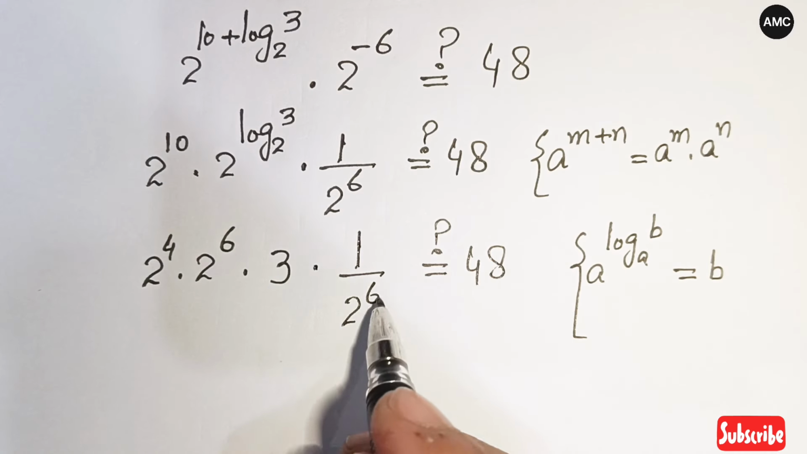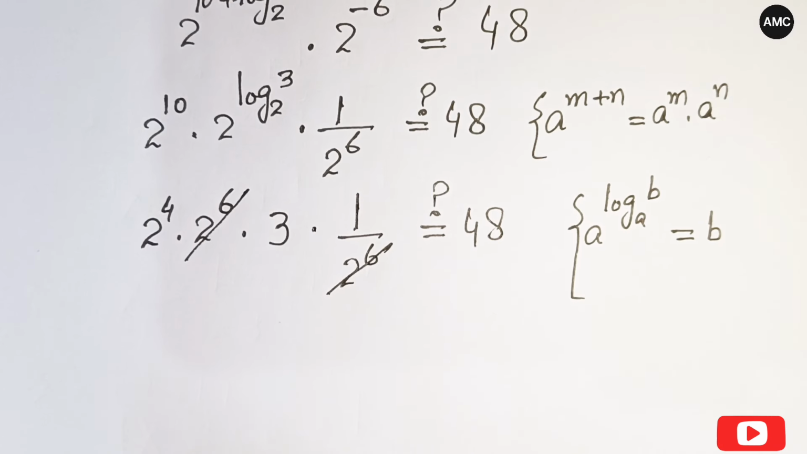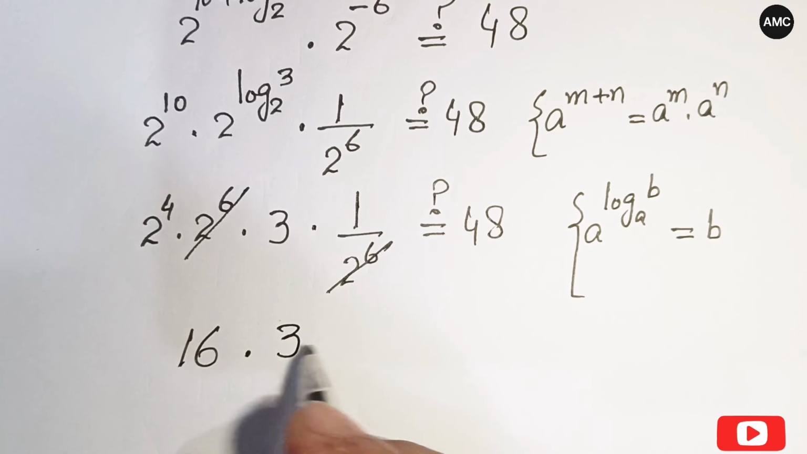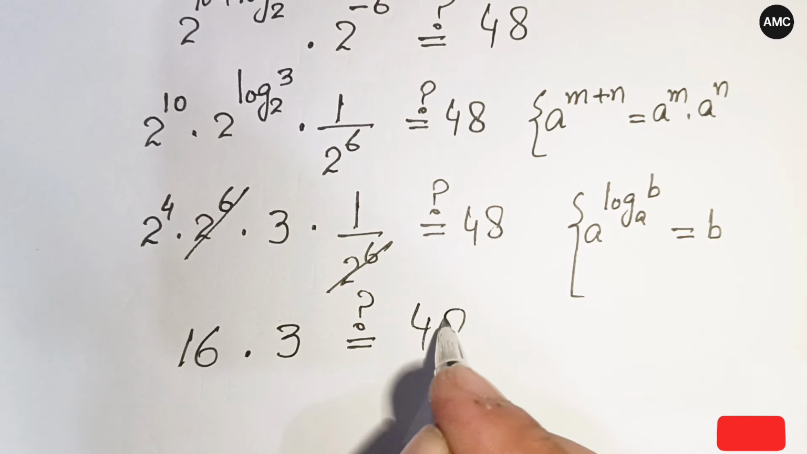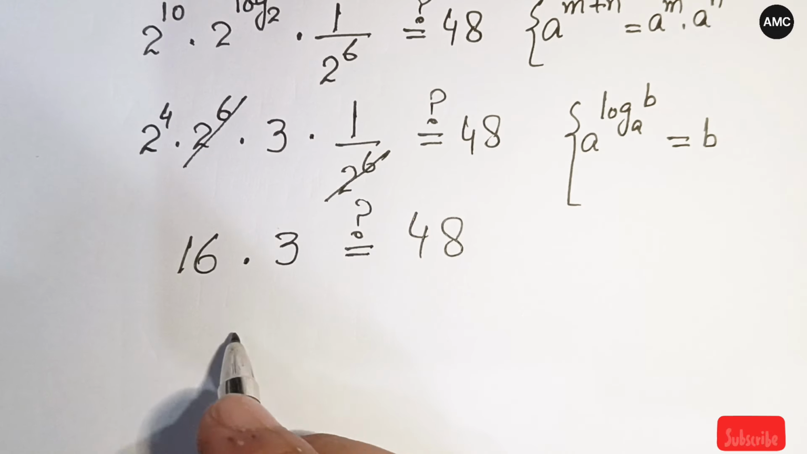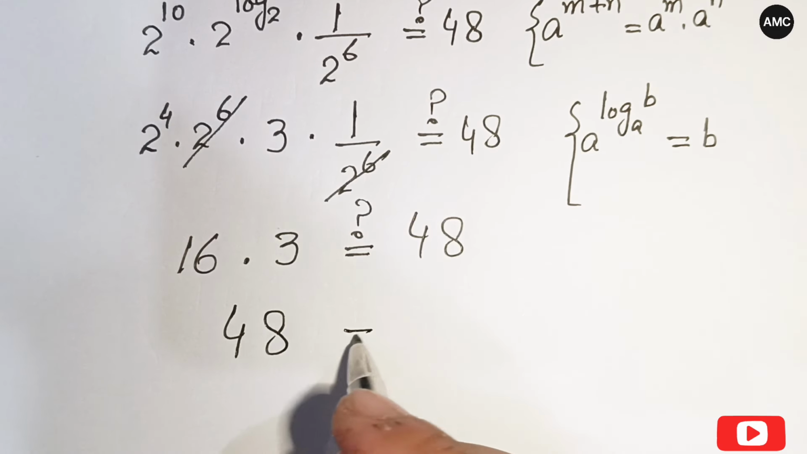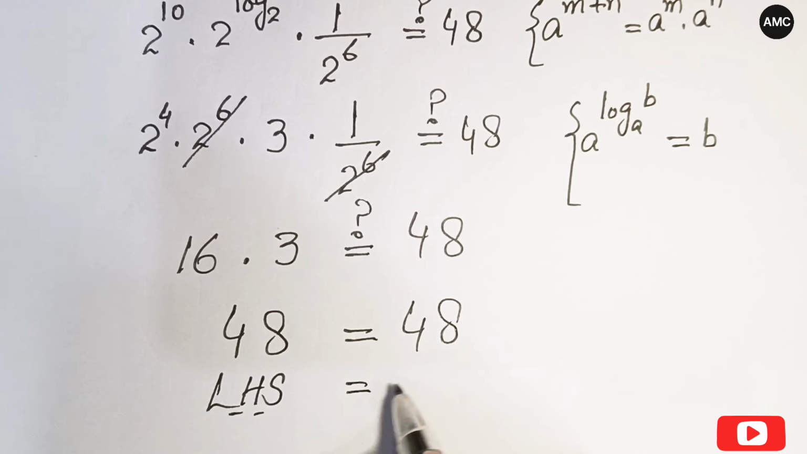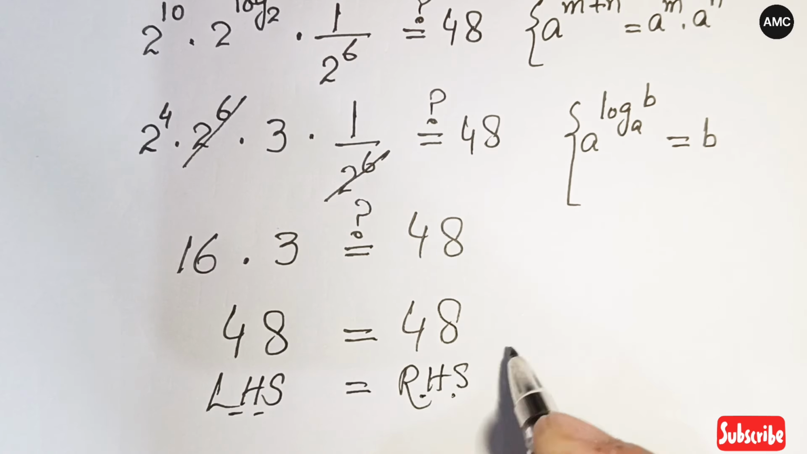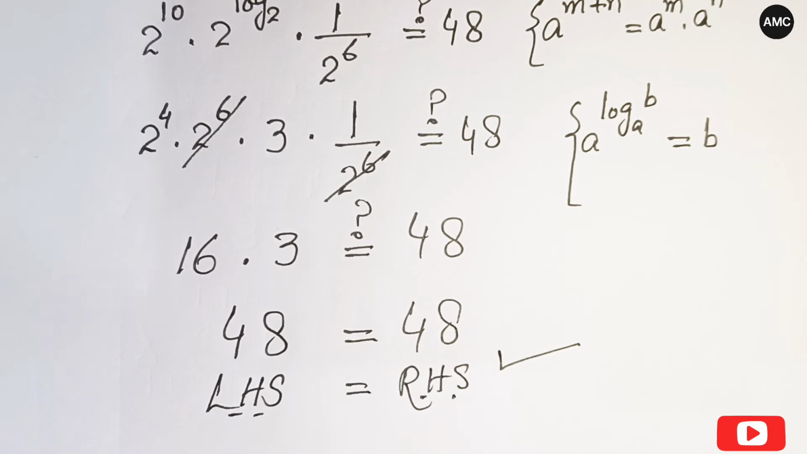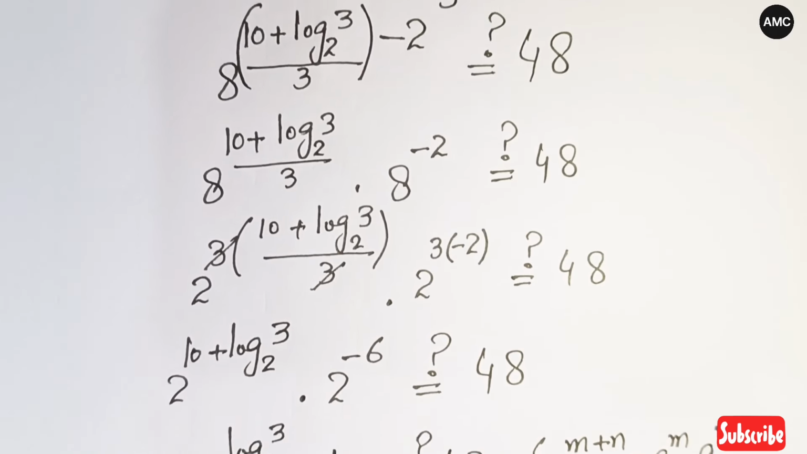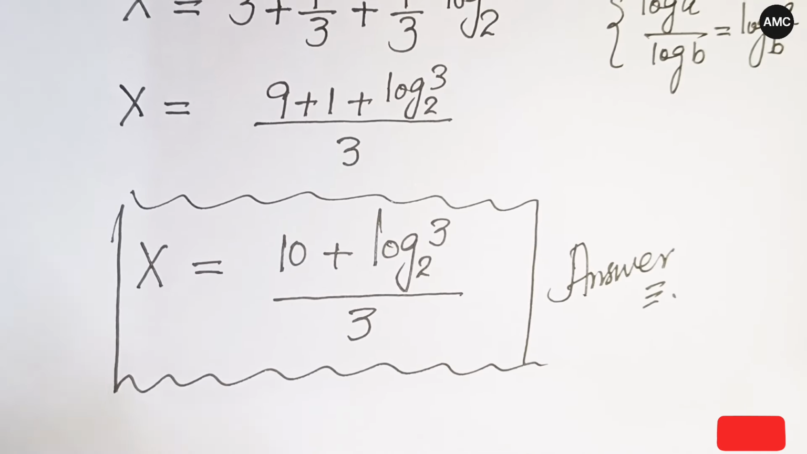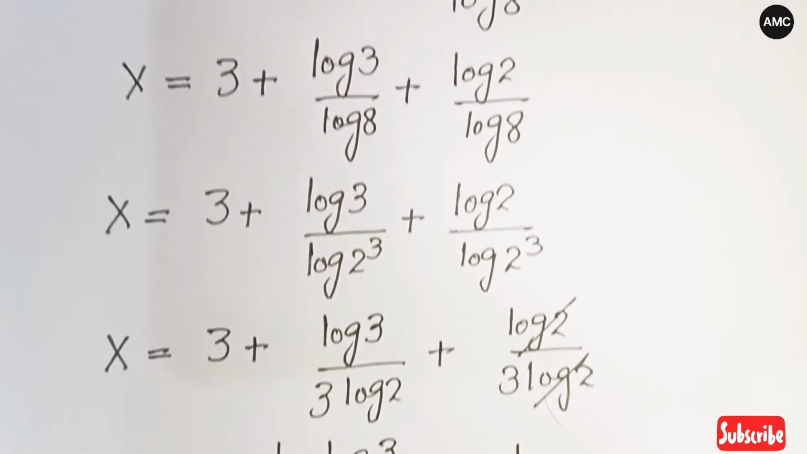Now we see that this 2 to the power 6 is cancelled out with 2 to the power 6. We get 2 to the power 4 which is equal to 16, and times here we have 3. Is it equal to 48? So 16 times 3 is 48. Now 48 is equal to 48. Hence our left hand side is equal to right hand side. So we proved that our value of x is true for this problem. So we get our final answer, which is valid for this problem. So here we have our entire solution.